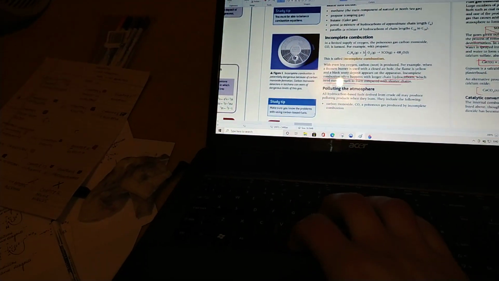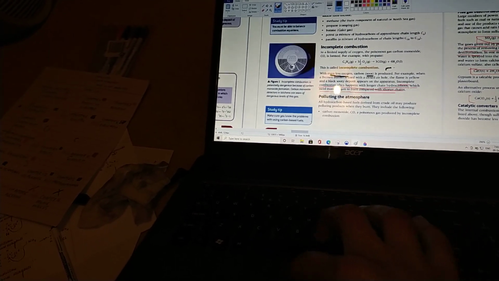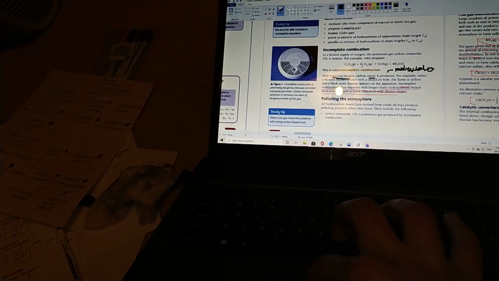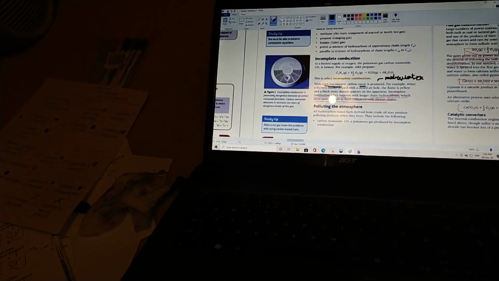Now, incomplete combustion. What is incomplete combustion? Basically, when a limited supply of oxygen is present, the poisonous gas carbon monoxide, or CO, is formed. For example, in this reaction, with even less oxygen, carbon or soot is produced. These are known as carbon particulates.